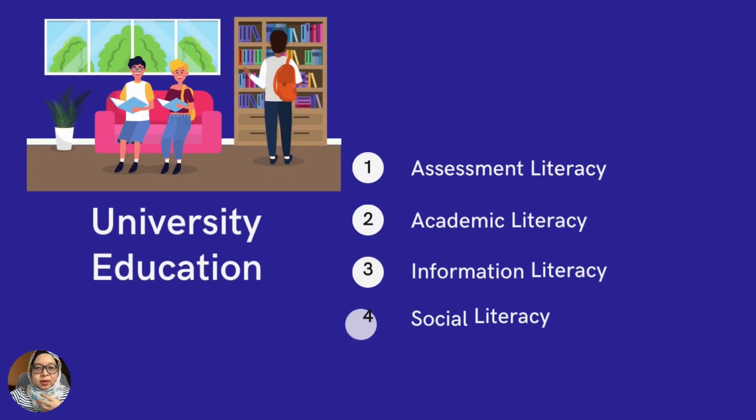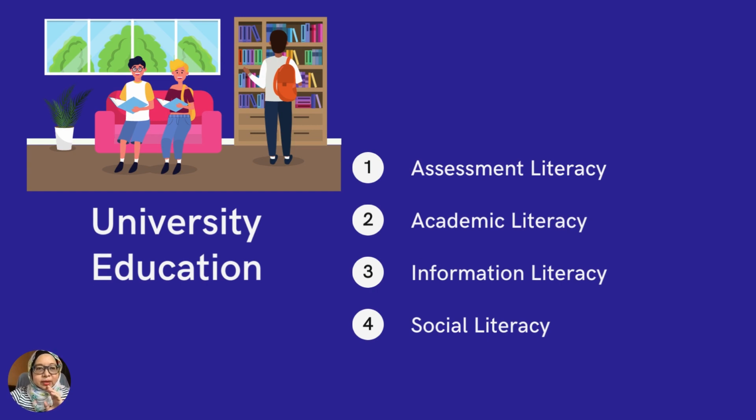So in terms of university education, there are four things that I would like to talk about today. This is before we are thinking about the design of the actual instructional materials. These four literacies are things that must happen for the students when they come into the university.